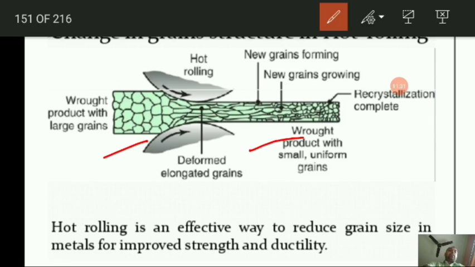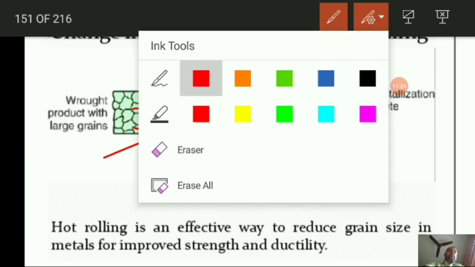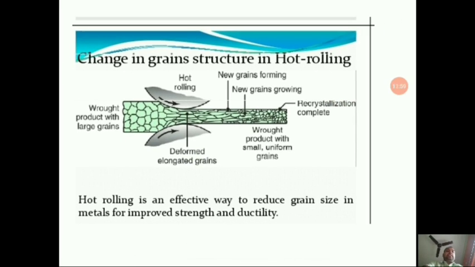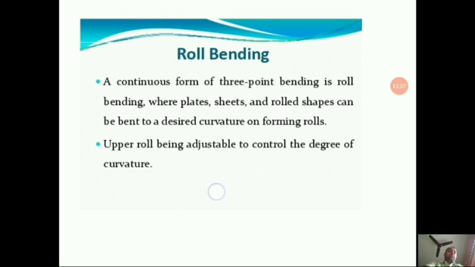So it says wrought product with large grains. So these are the large grains, and new grains are forming after it being rolled, okay. Now here the recrystallization temperature is complete. So this is the wrought product with smaller uniform grain structure. Here you can see the elongated grains. So these are the deformed elongated grains. Now hot rolling is an effective way to reduce grain size in metals for improved strength and ductility. So it is a very effective process to increase the strength and ductility as well.